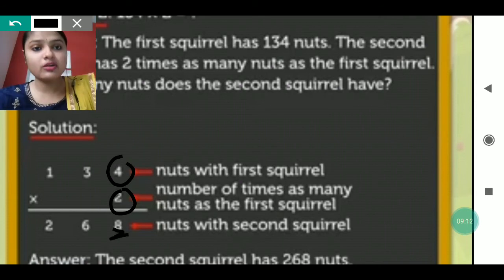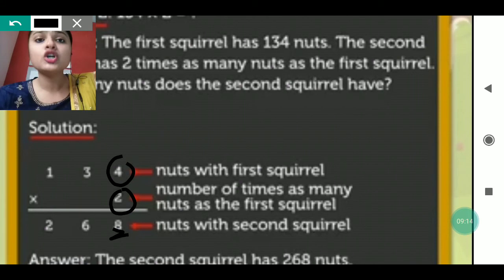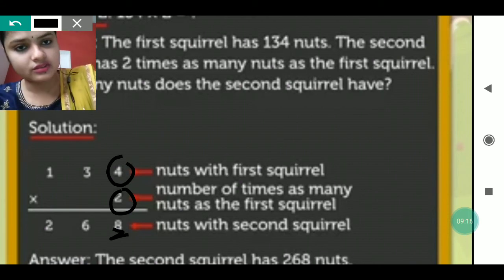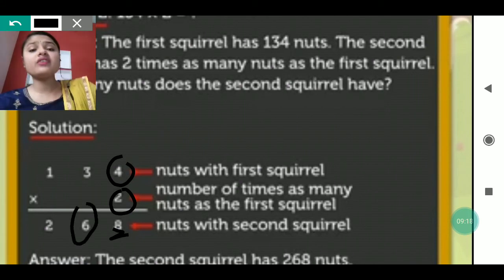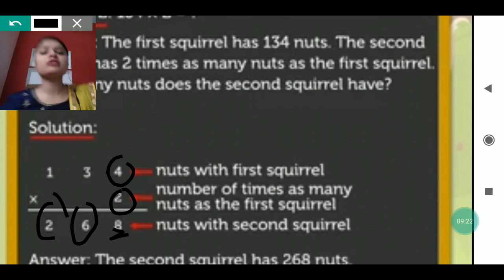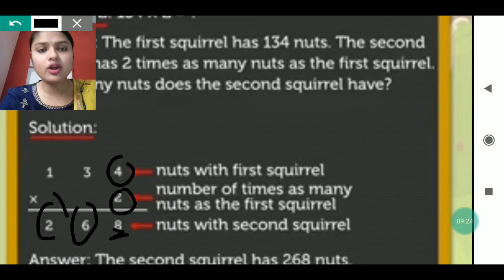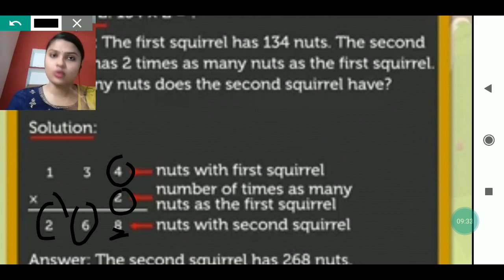Now we will read the table of 2, 3 times. 2 ones are 2, 2 twos are 4, 2 threes are 6. So we will write 6 here. Now we will read the table of 2 one time. 2 ones are 2. So how many total nuts is the second squirrel having? That is 268. 268 nuts with the second squirrel.